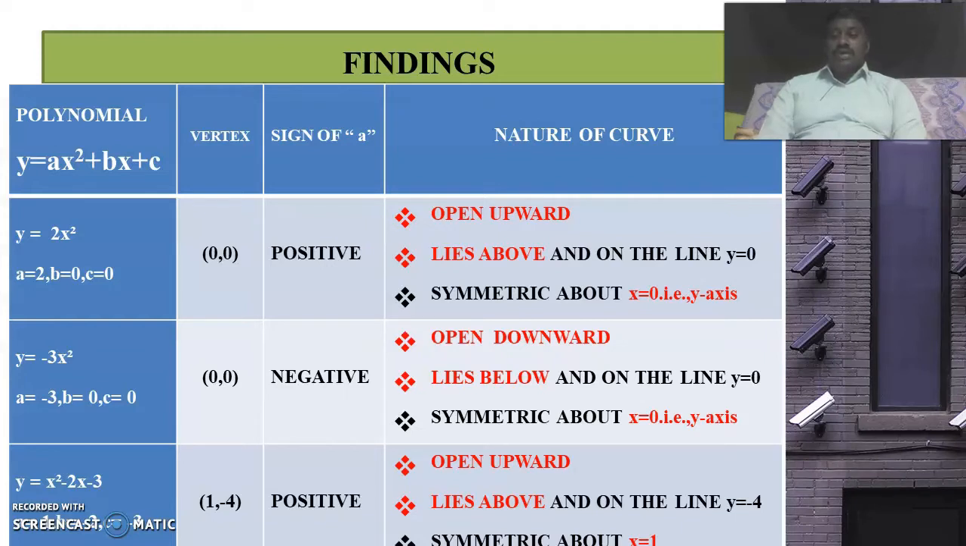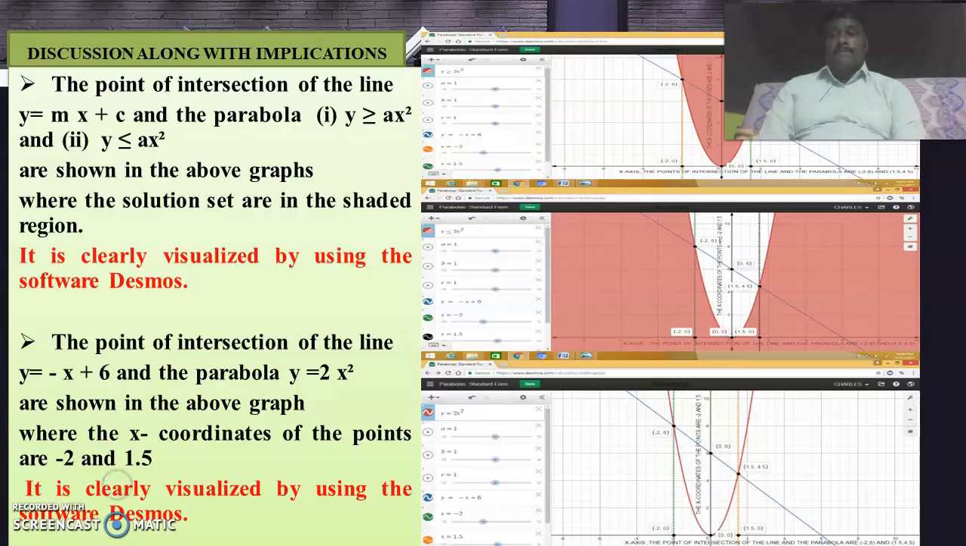Y is equal to x squared minus 2x minus 3, that is a is positive, that is it opens upward, lies above and on the line y is equal to minus 4, symmetrical about x is equal to 1. Discussion along with the implication.